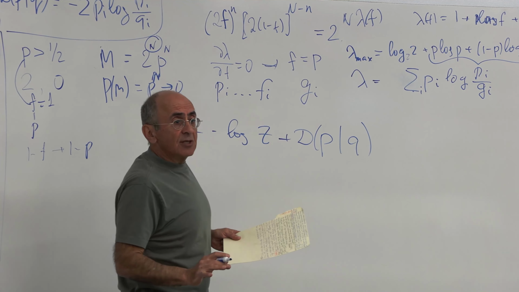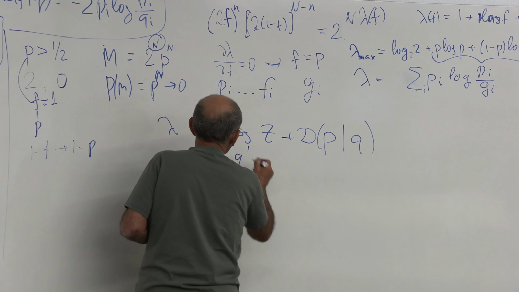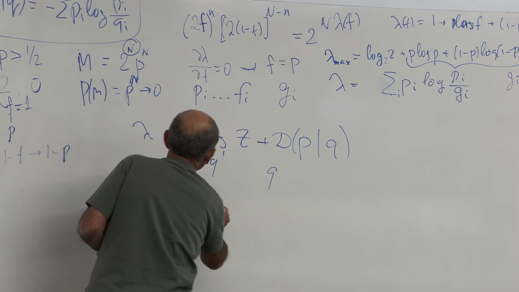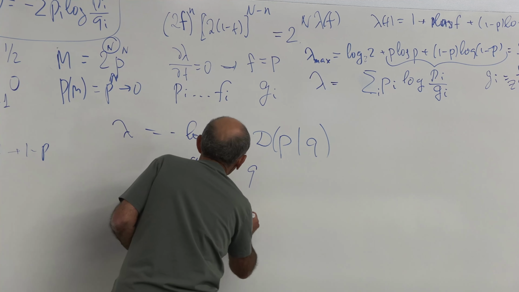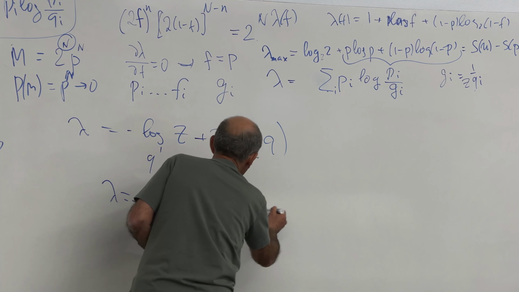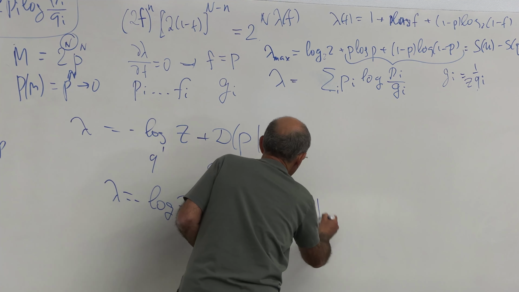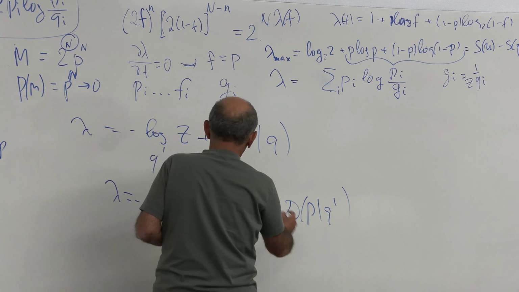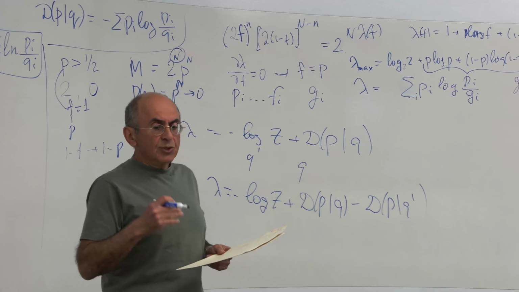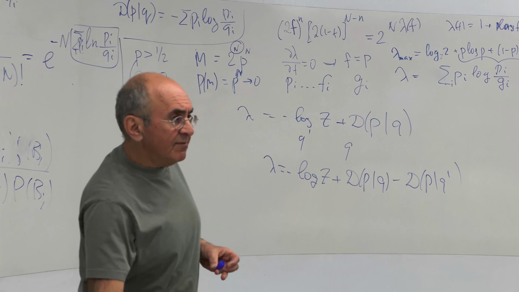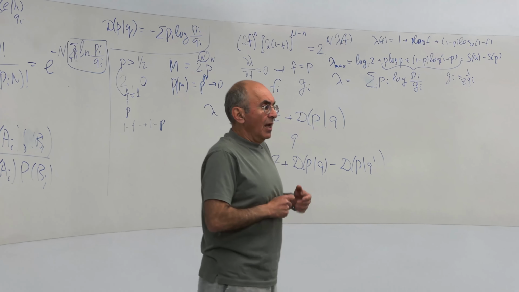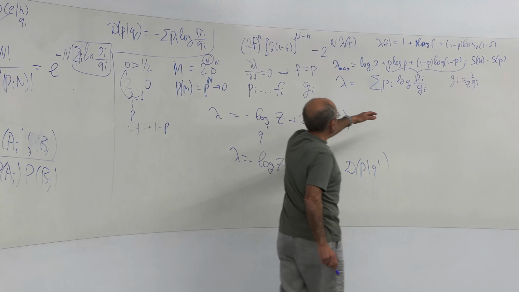In a more general setting, when you're using some q prime and the operator is using q, what will be standing here is minus log of z plus D of p through q minus D of p and q prime. And that's your growth rate. Okay? So you see that this relative entropy tells you something which may look unexpected. What is this q that the operator gets?